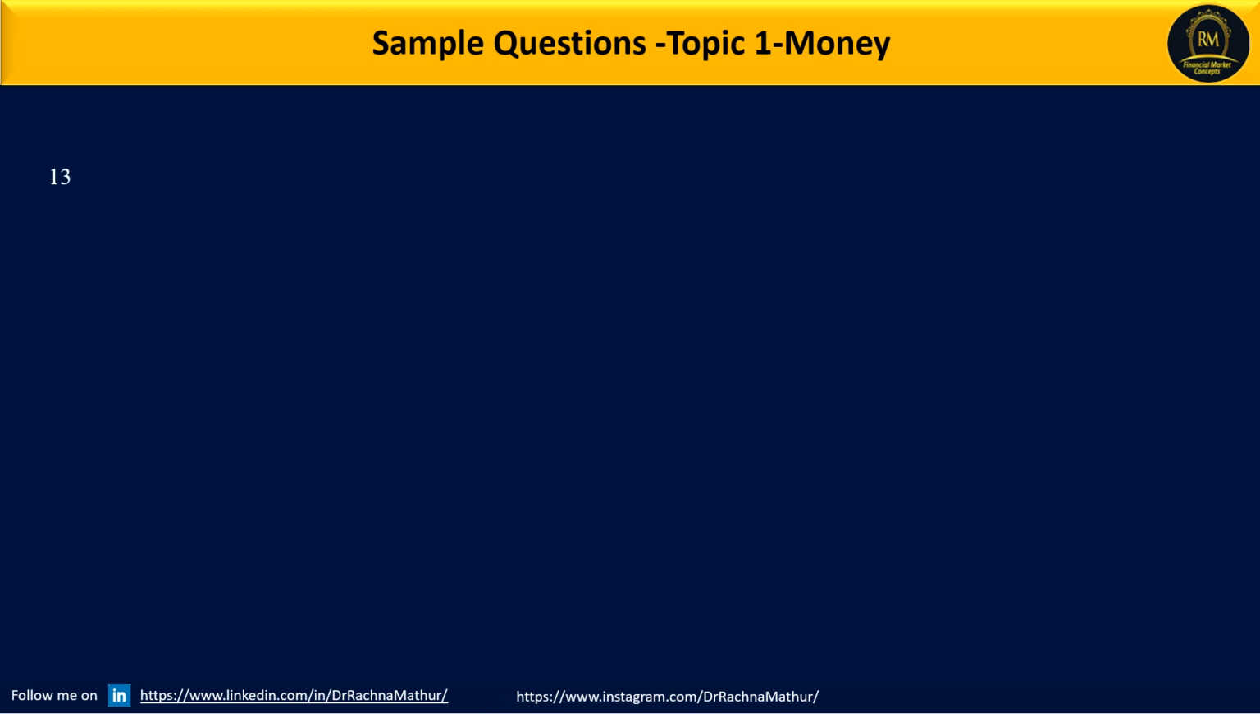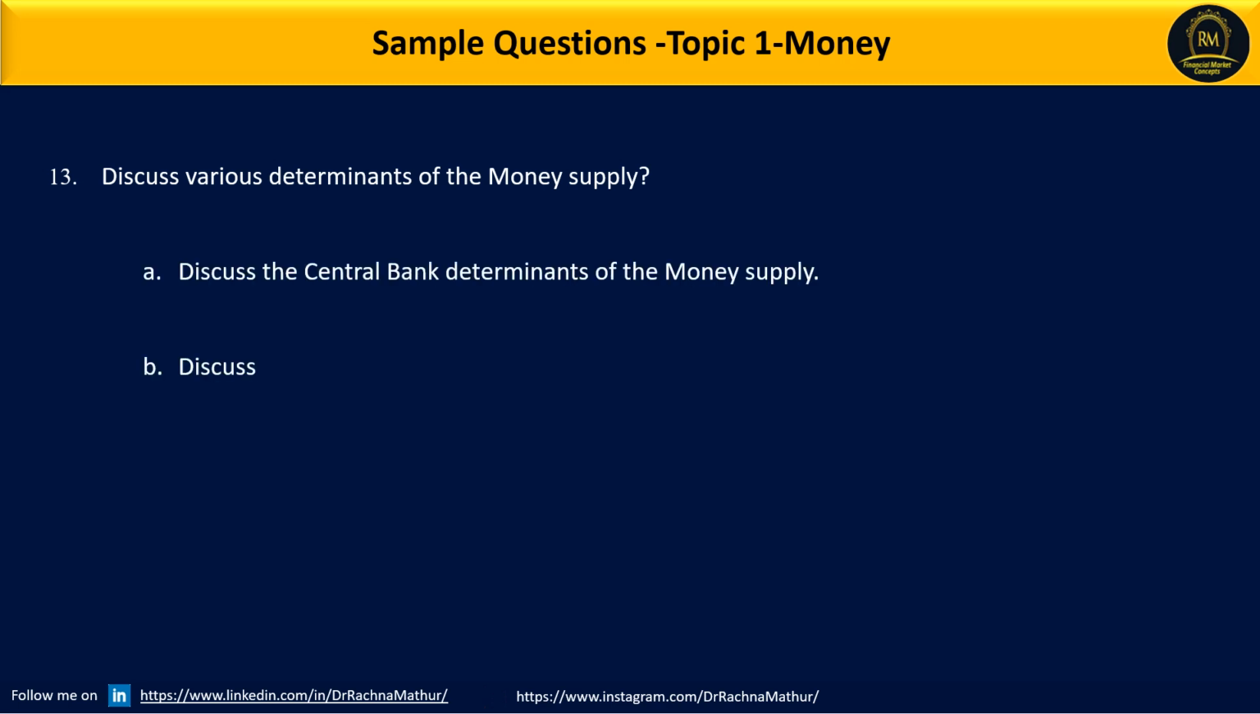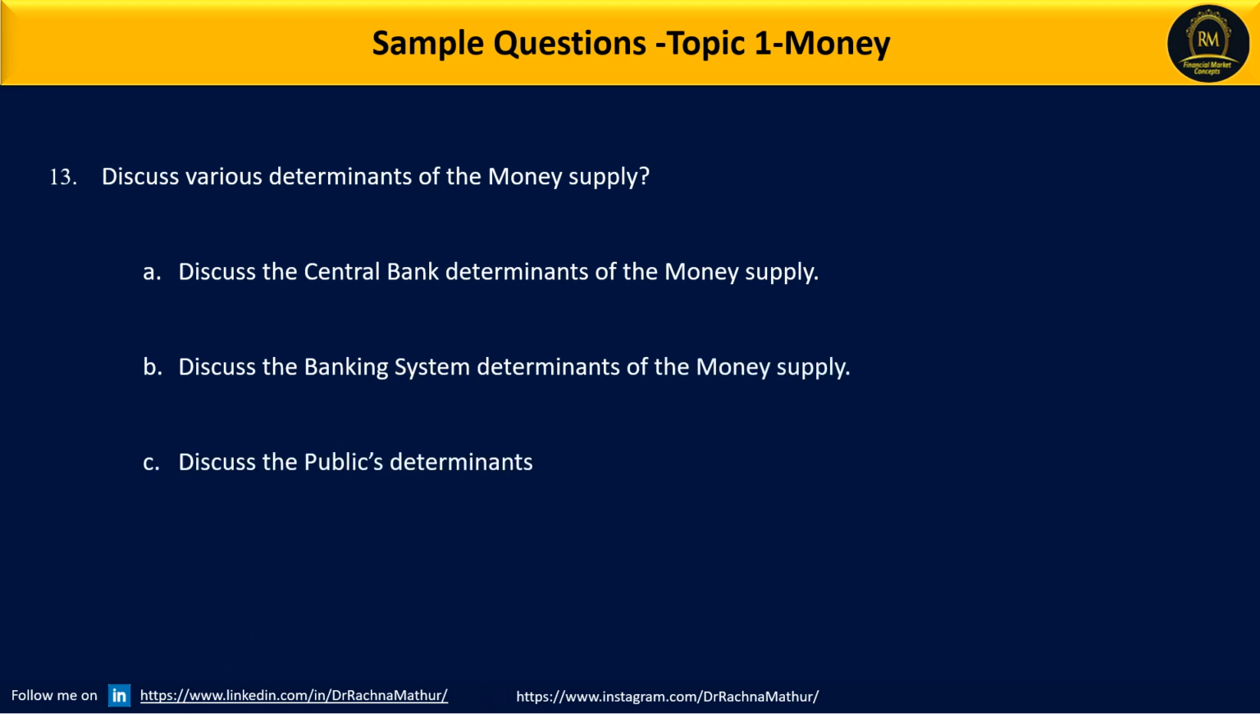Next important question is discuss various determinants of money supply, where you have to study it under 3 heads: the central bank determinants of money supply, the commercial bank or the banking system determinants of money supply, and the public determinants of money supply. This question can come as a long question, or a short question on any one of the determinants, or as a case study where you have to identify the determinant, either RBI, a commercial bank or the public.